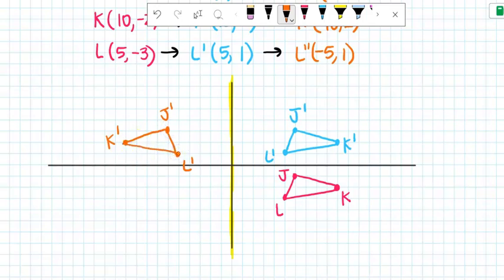So again, just like in step 7, all of these should be the exact same size and shape. Their orientation might change or they might be a mirror image, but it's as if we copied and pasted and maybe spun something around. We're not changing the size at all.